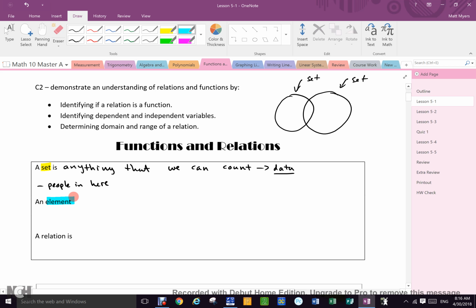Next word, an element. A single item in the set. Or, to use this word again, a datum. Data is plural, datum is singular. So, if the set is people in the room, give me an element of the set. Exactly. Evan is an element of the set.